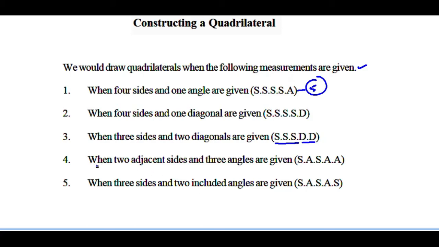In the fourth case, when 2 adjacent sides and 3 angles are given. So 2 adjacent sides means we are getting one included angle and another 2 angles. The next, the fifth one, when 3 sides and 2 included angles are given. So like this, S, A, S, A, S. So total 5 independent measurements. So based on these sides and angles, we are going to construct the quadrilateral.